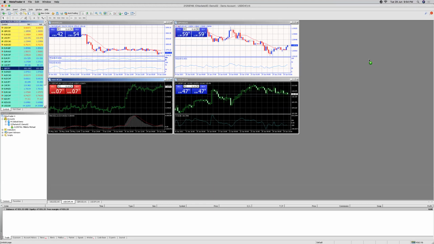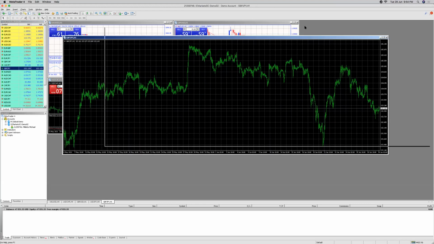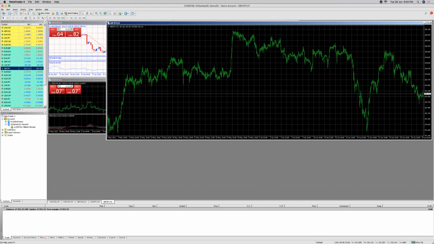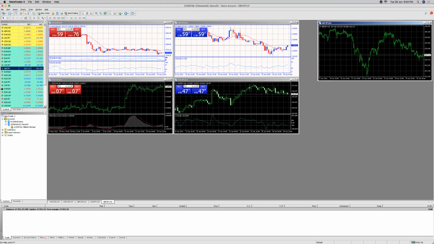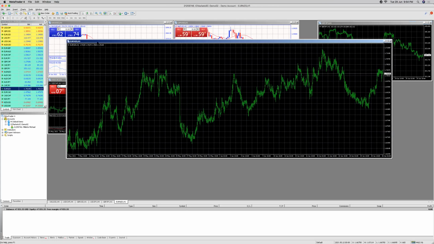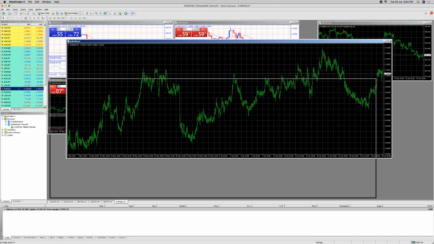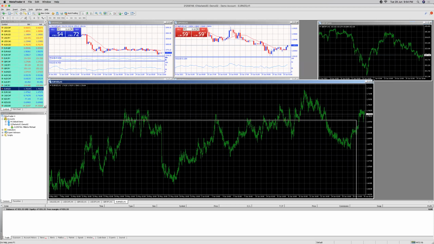I can add another one to it, any number of charts that I want. So I have 5 charts here. I'm going to add another one. I just click and drag in an open space, and that's how I'm able to add charts.